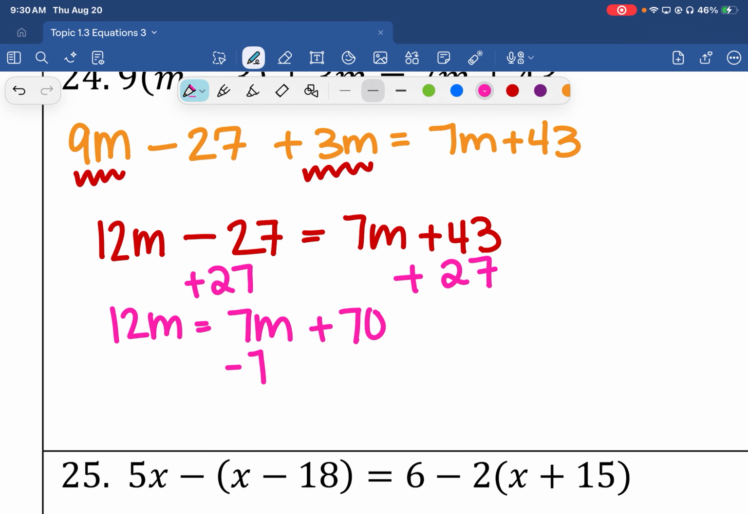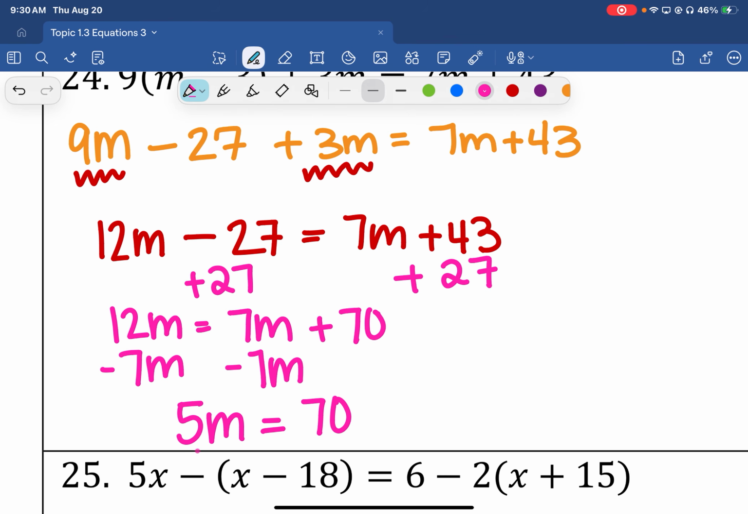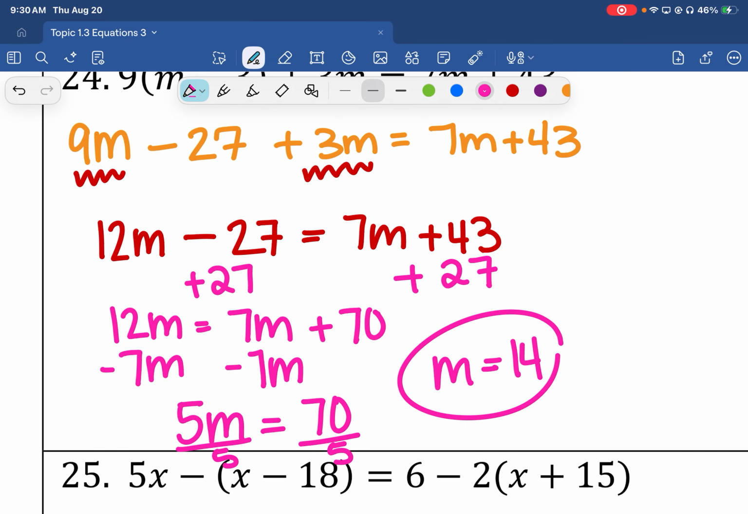Okay, then what do we do? Subtract 7. What is 12m minus 7m? 5m. So we have 5m is equal to 70. What do I do from there? Okay, so we get m is equal to 14 as our solution. All right, let's look at number 25.